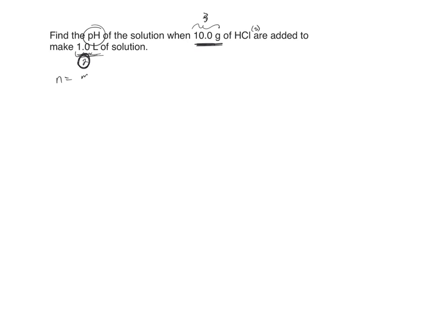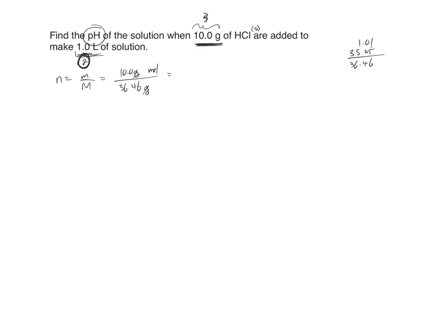So moles is equal to mass over molar mass. The mass is 10.0 grams divided by the molar mass of HCl. Hydrogen's 1.01. Chlorine is 35.45, so it's 36.46 grams per mole.